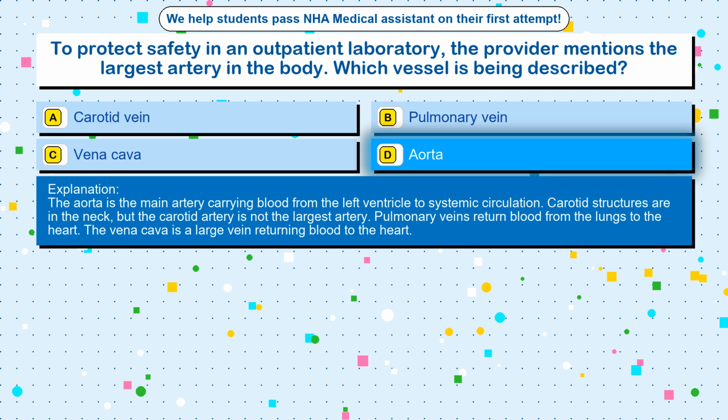Carotid structures are in the neck, but the carotid artery is not the largest artery. Pulmonary veins return blood from the lungs to the heart. The vena cava is a large vein returning blood to the heart.